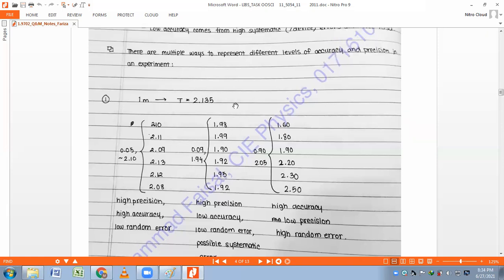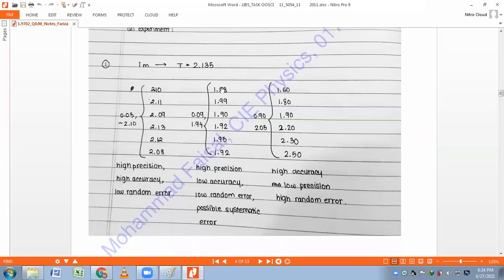And then over here, we have some data of a second experiment. This one has values 1.98, 1.99, 1.90, 1.92, 1.95, and 1.92. Here, the difference between minimum and maximum is 0.09, slightly more than this, but we can still call it a highly precise set of data because it is only different at the second decimal place. So it is correct up to 1/10 of a second. In the 1/100th of a second value, it is giving us a bit of a difference. So this set of data can also be said to be highly precise.